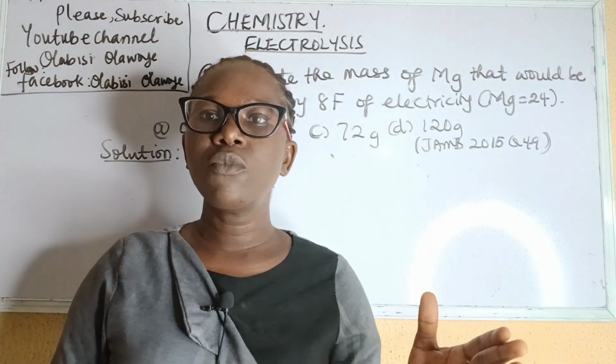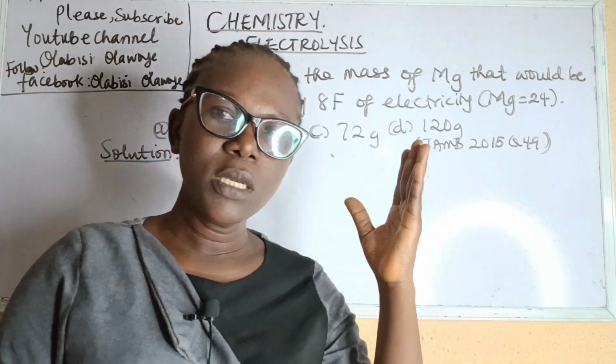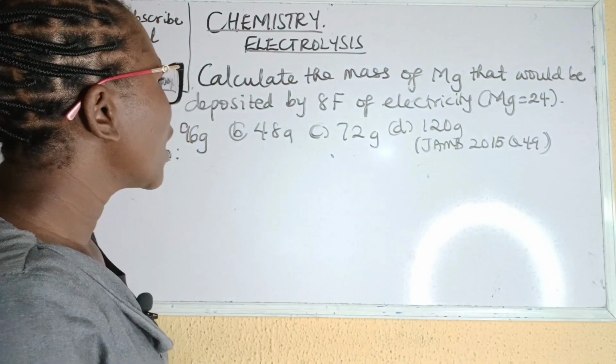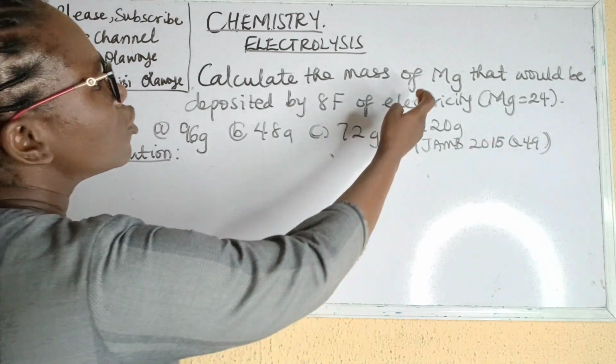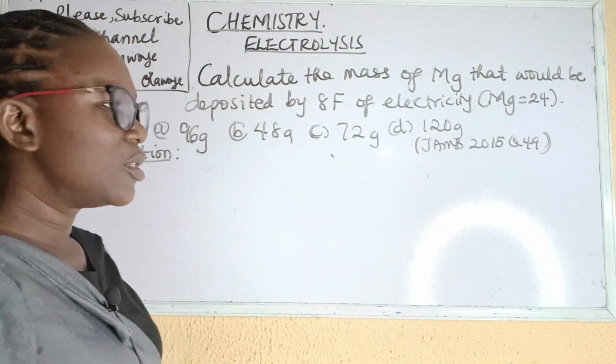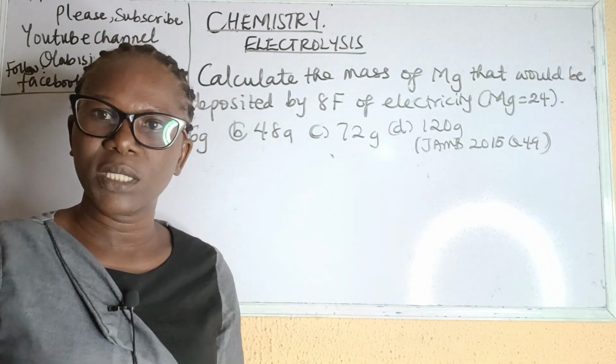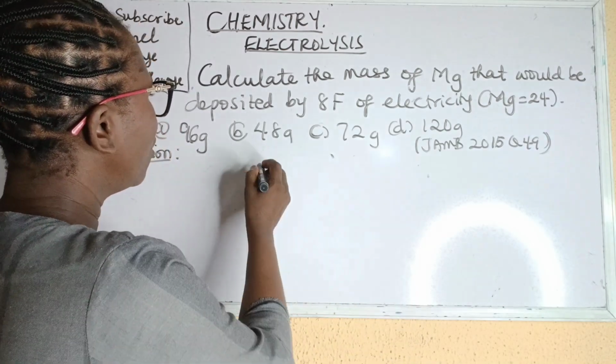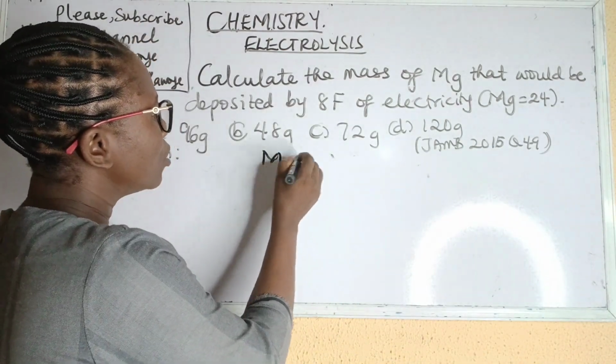The positive ion moves to the negative cathode, while the negative ions move to the positive anode. So in this case now, we have to calculate the mass of magnesium that will be deposited by 8 Faradays of electricity. Now, let's consider the reaction here.